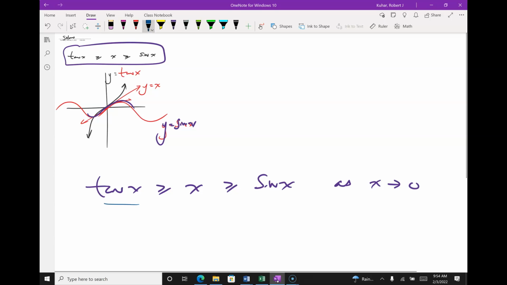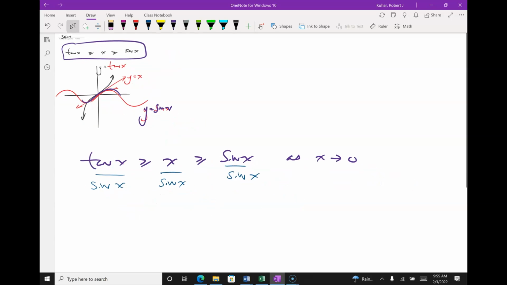And remember, we're really close to 0, and let's just assume I'm on the positive side, right? So dividing by a positive number shouldn't be a problem with my inequality, right? So it looks like I get sine x over cos x divided by sine x greater than or equal to x over sine x. Almost what I want. Greater than or equal to 1, right? I got to do something else.